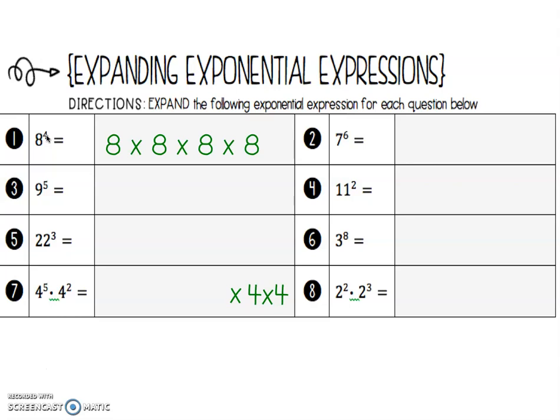All right, so let's look at number 2. Number 2 is 7 to the 6th power. That tells me I'm going to multiply 7 by itself 6 times. So we write 7 times 7 times 7 times 7 times 7 times 7 times 7.